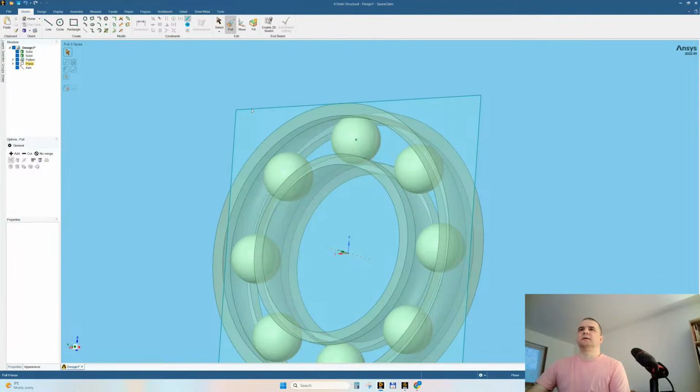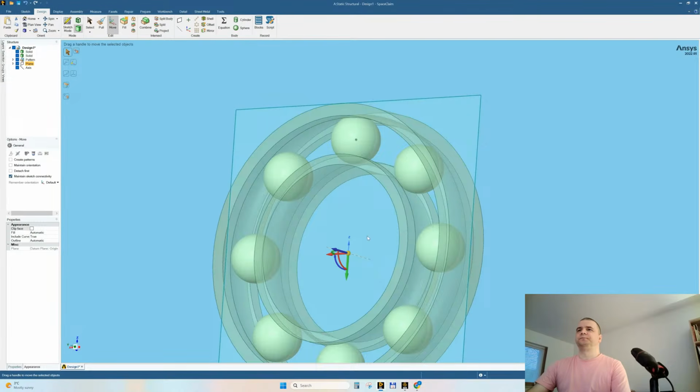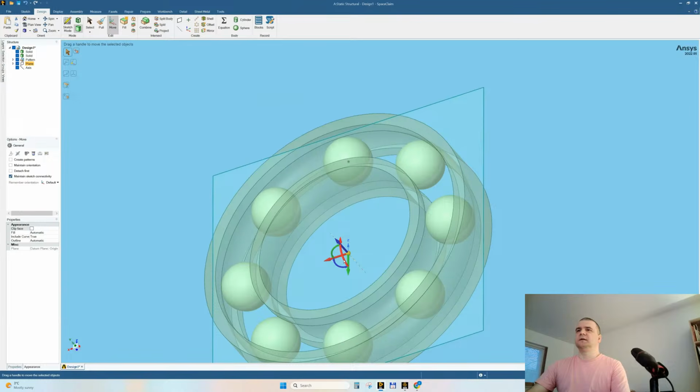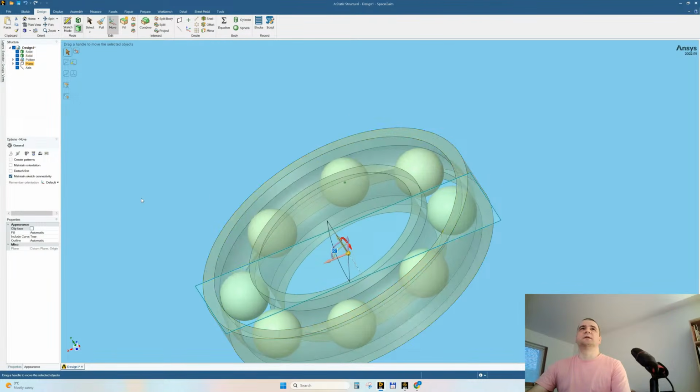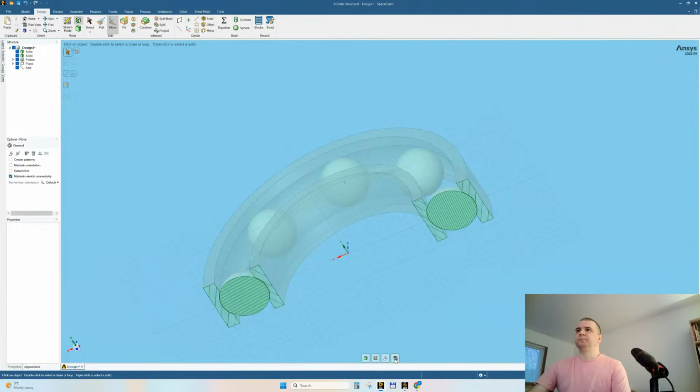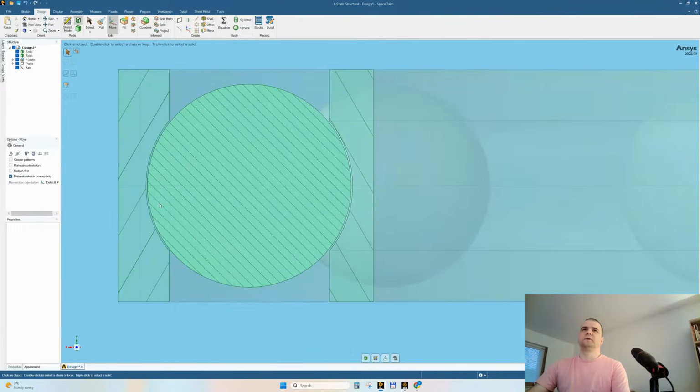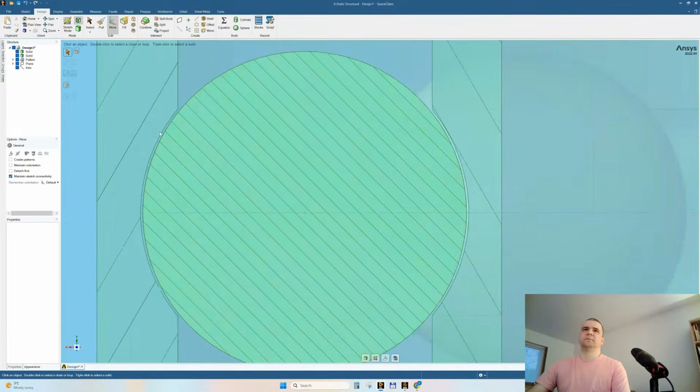Let's rotate the plane, this plane, move, and rotate it like this, because I would like to see the section view. Because it is already selected, we go for section mode, and here, look here. This is the gap that I told you about, yes?